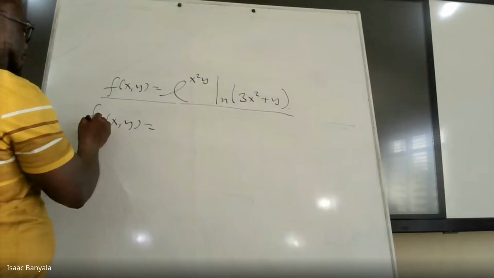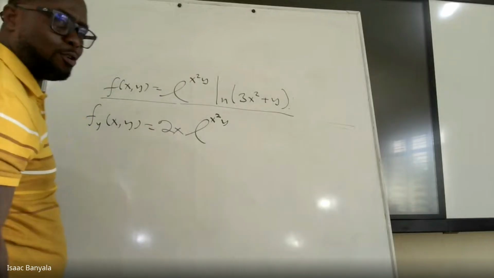You had 2x, yes. 2x e exponent x square y, and x square y ln. So y is there? Yes, x square y ln into bracket.